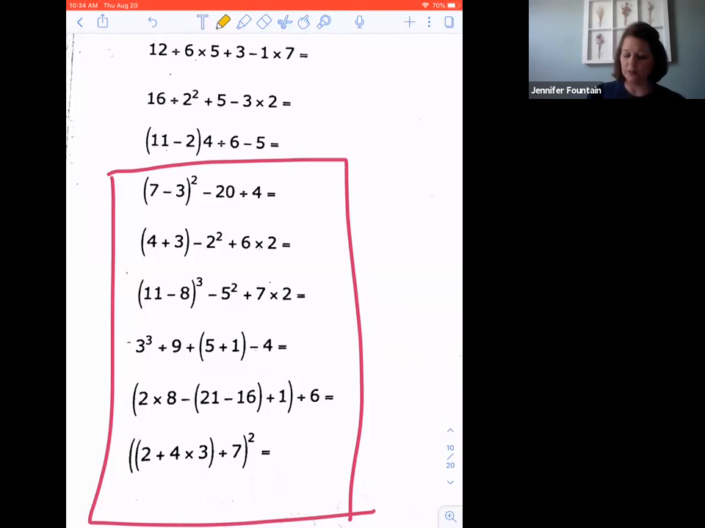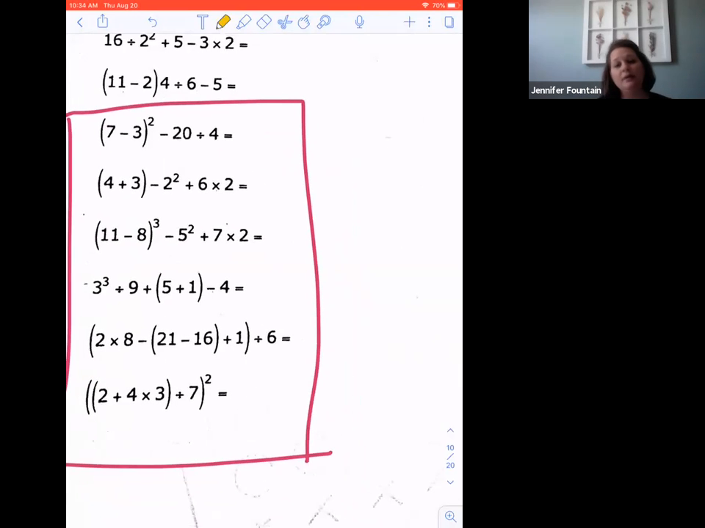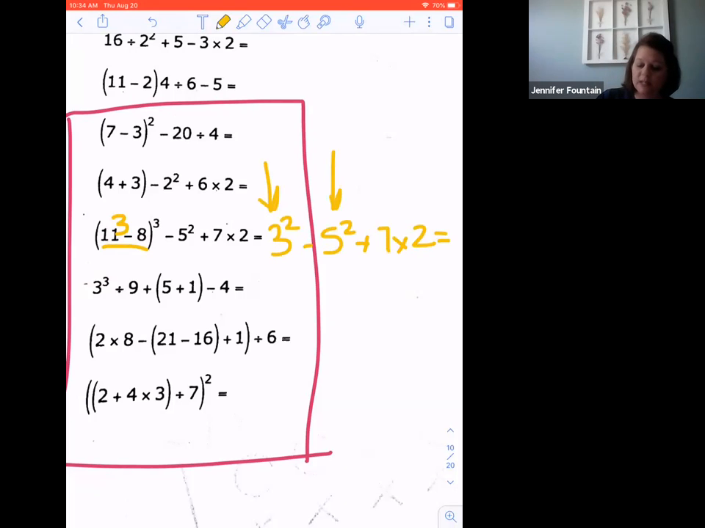All right, so I've got my screen up, so we'll take a look at this one. I have 11 minus 8 cubed minus 5 squared plus 7 times 2. Thinking about order of operations, PEMDAS, the first thing I'm going to do is start with parentheses. So I'm starting with 11 minus 8, and 11 minus 8 is 3. Now I've got 3 cubed minus 5 squared plus 7 times 2. I'm going to do my exponents, and in this step I can take care of both of these exponents at the same time.